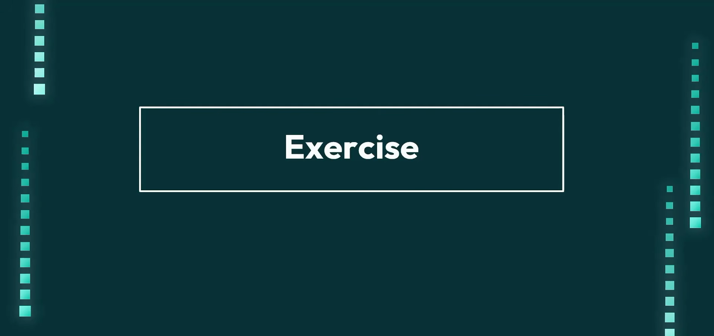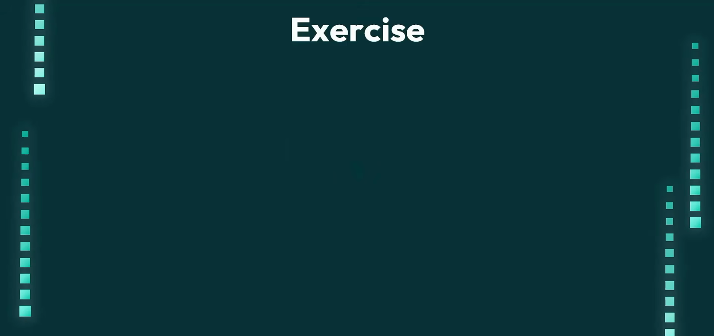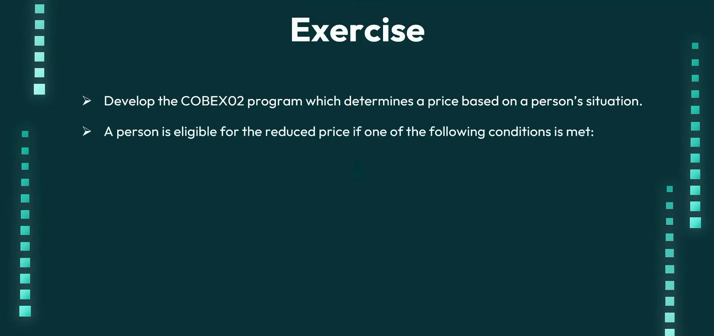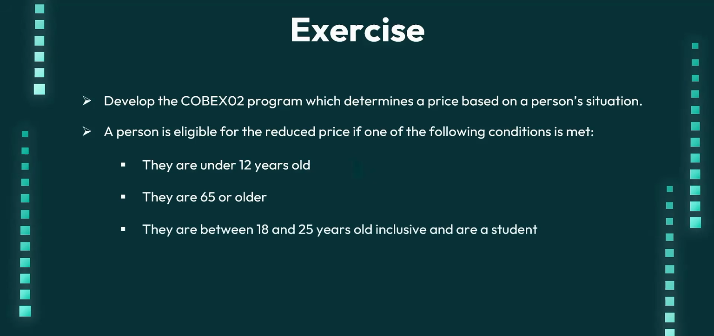Let's now move on to an exercise to practice the if instruction. For this, we're going to write the COBX02 program, which determines a price based on a person's situation. A person is eligible for the reduced price if one of the following conditions is met. They are under 12 years old. They are 65 or older. They are between 18 and 25 years old inclusive and are a student.